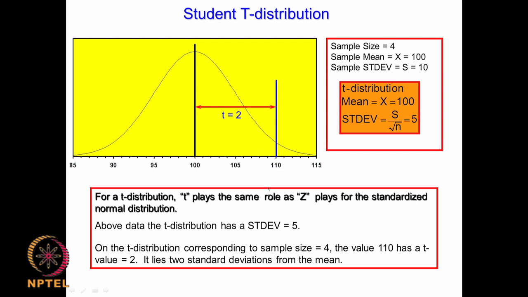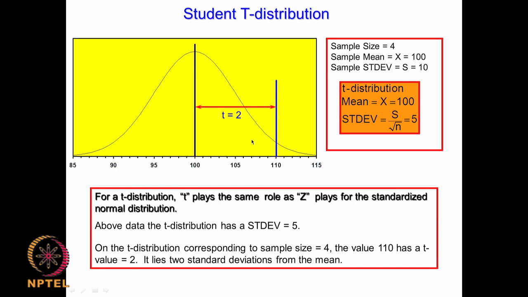In fact, if you remember exactly, in the Z, in the standard normal distribution also, we had the same numbers coming out. So 2 sigma becomes 2, and similarly here 2 times standard deviation will become T equal to 2.